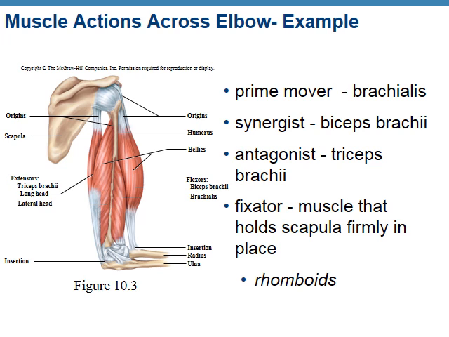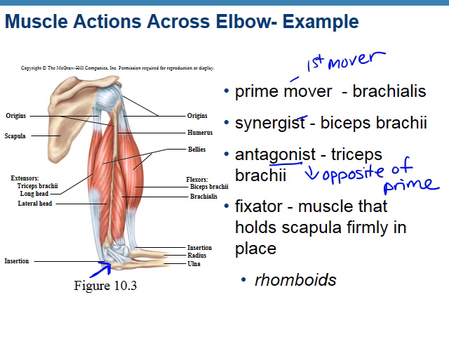Let's look at the example across the elbow. So we're looking right here at the elbow and we're going to look at the prime mover. So this is the first mover, if you will. What is the antagonist? It does the opposite movement, opposite of the prime mover. The synergist, that's the helper. And the fixator holds in place, so it stops unwanted movement at another joint.